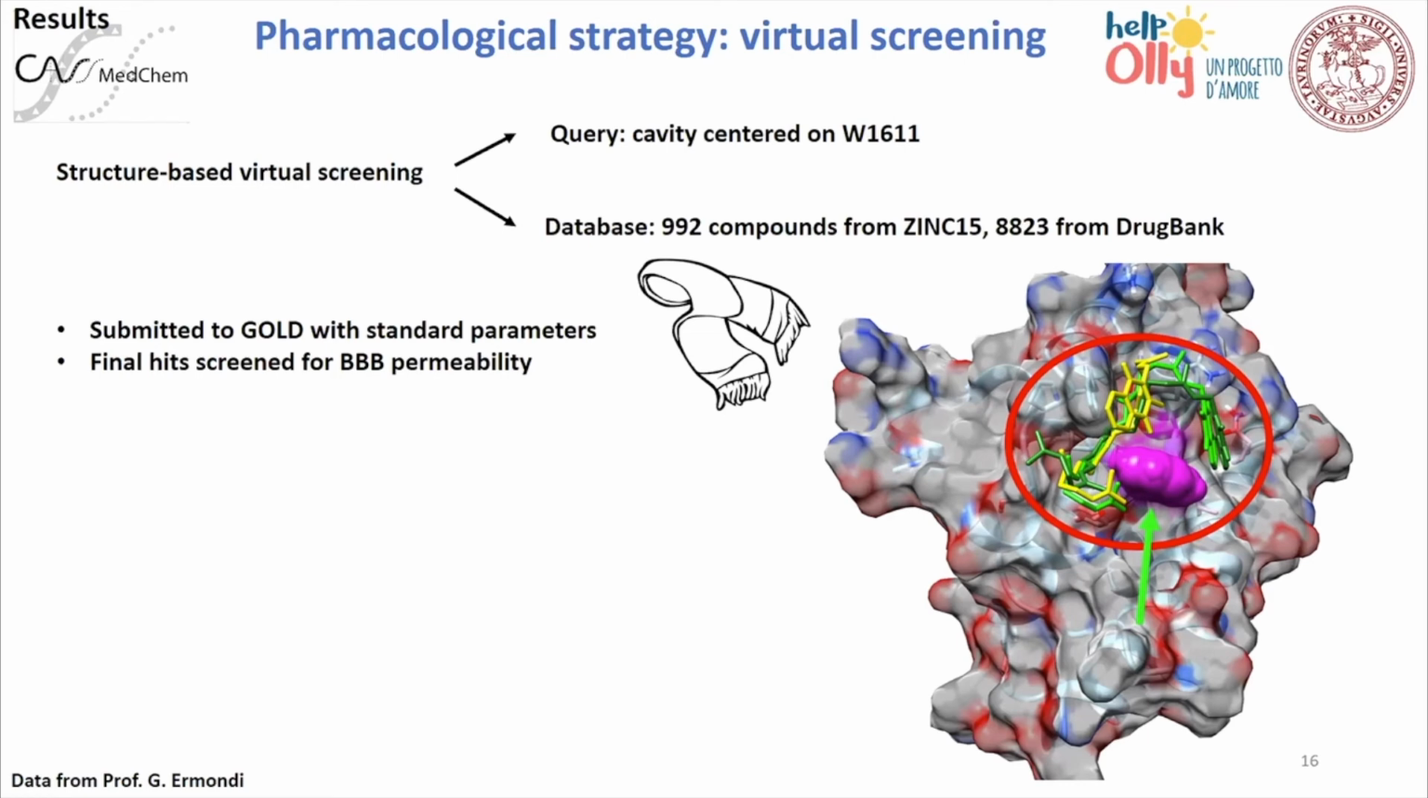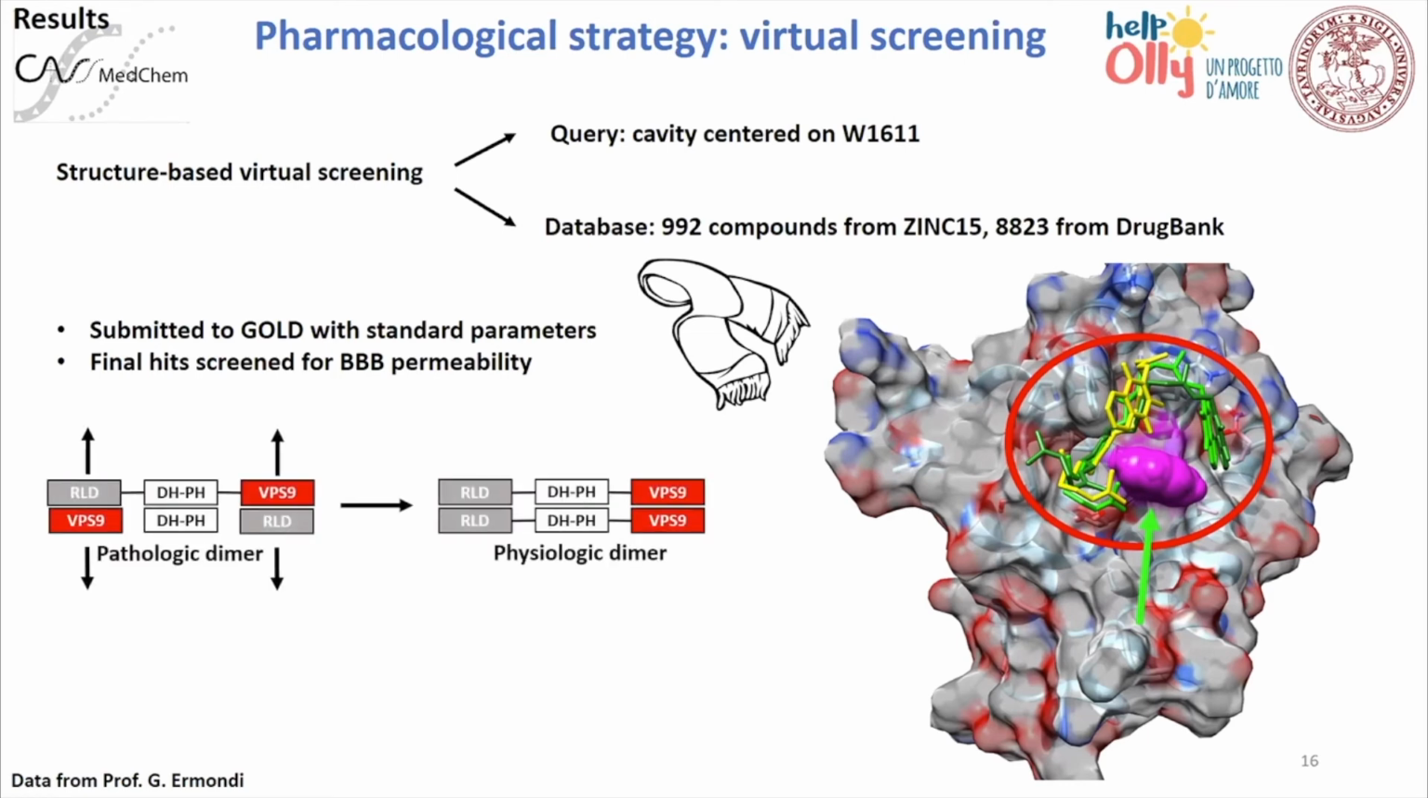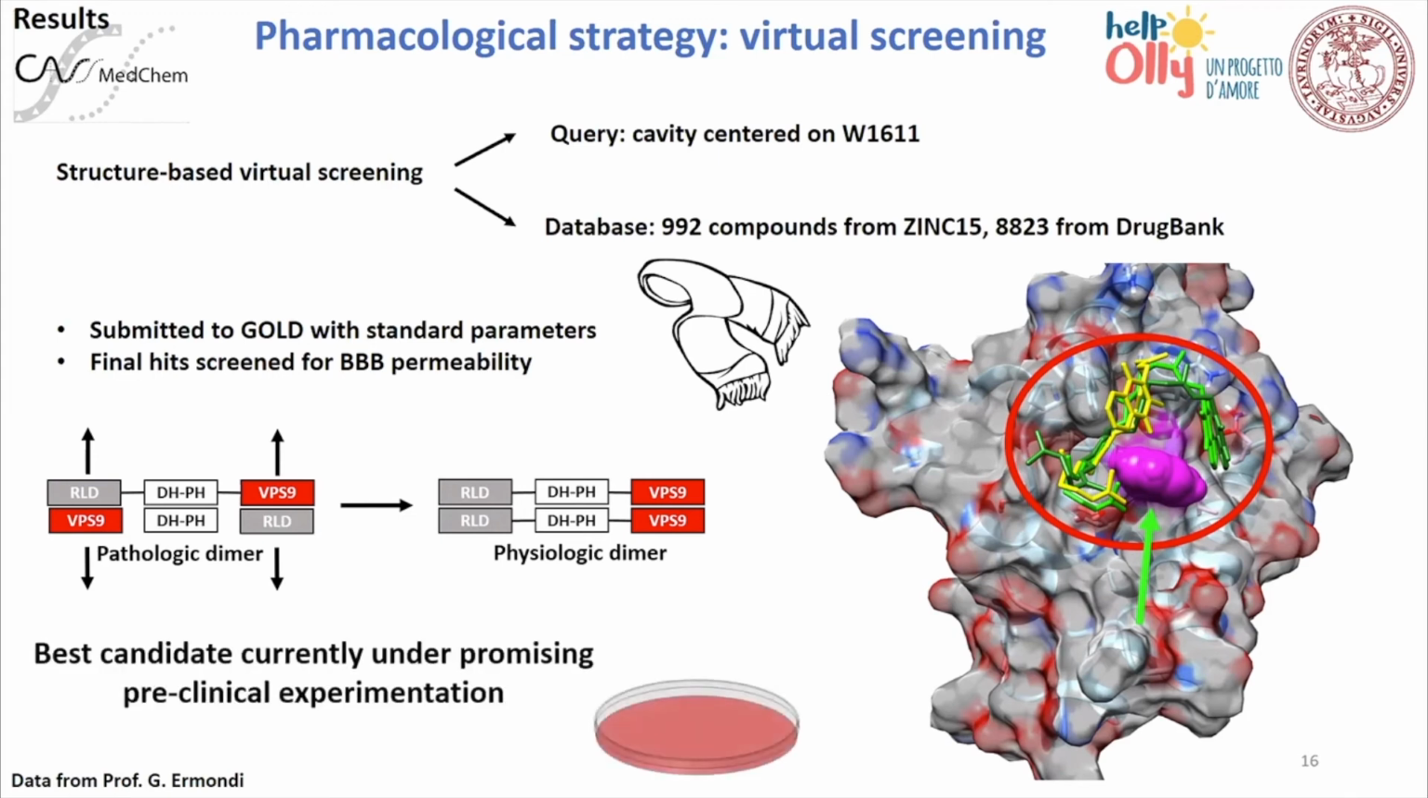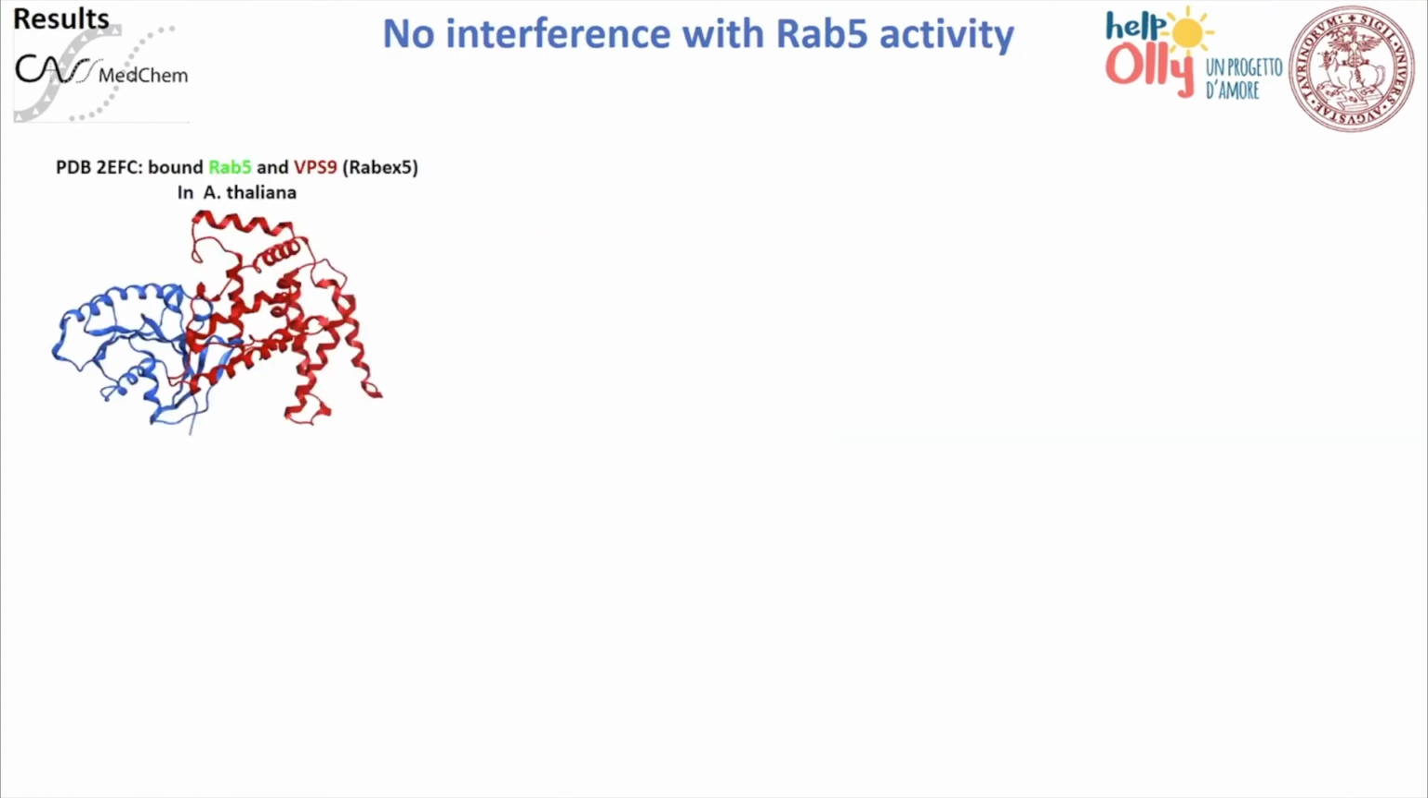The idea is then that by applying these molecules, we can change the interaction of the VPS9 domain, which prefers, as we have been demonstrating, the RLD, re-establishing the correct dimerization. I also have to mention that the best candidate that we are having is currently under promising preclinical experimentation, and of course we cross our fingers for the definitive data.